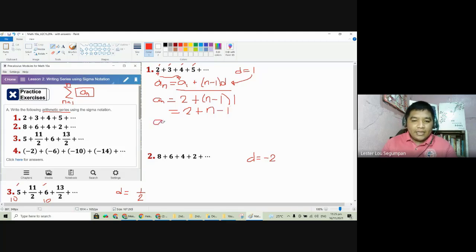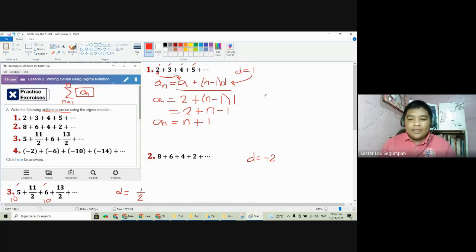And finally, the quantity that could describe all of the terms in this series is n plus 1, since 2 minus 1 is plus 1. That's right. When n is 1, 1 plus 1 is 2. When n is 2, 2 plus 1 is 3. When n is 3, the third term, 3 plus 1 is 4. And when n is 4, the fourth term, 4 plus 1 is 5. This quantity can represent each of the terms here.